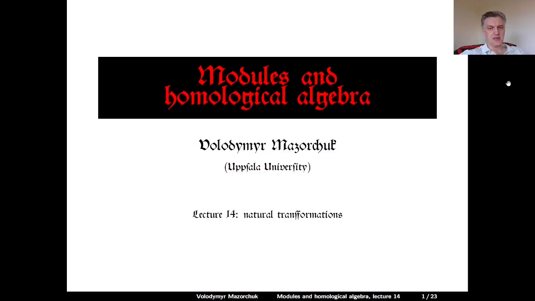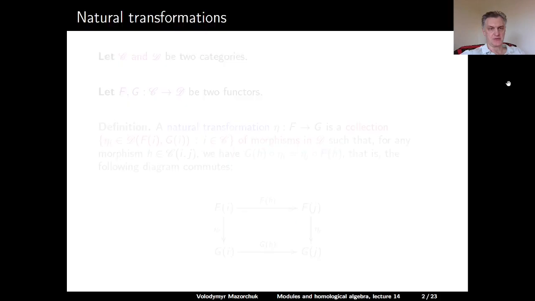Modules and homological algebra, lecture 14, natural transformations. We start with the definition of a natural transformation. Let C and D be two categories. Let F and G be two functors from C to D.